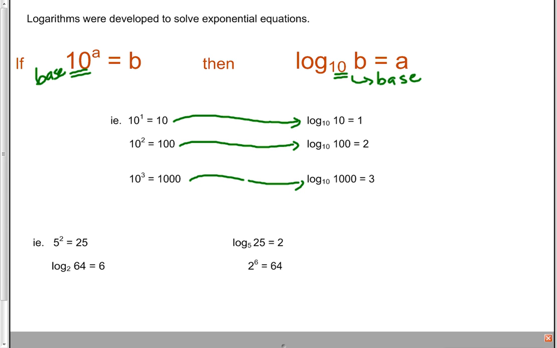So since 5 squared equals 25, then log base, kind of our former base, our answer equals our former exponent. So log base 5 of 25 is 2. Conversely, log base 2 of 64 equals 6 because 2 to the 6 equals 64.